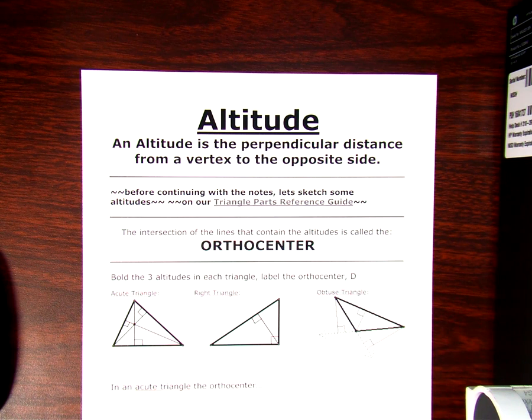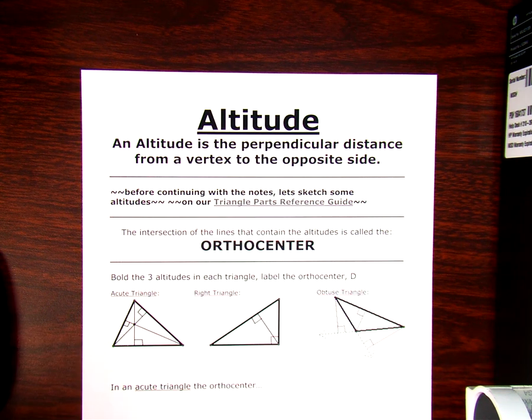We're going to look at altitudes of triangles today. So we need to remember that an altitude is the perpendicular distance, meaning it hits the side at a 90-degree angle, from the vertex to the opposite side.